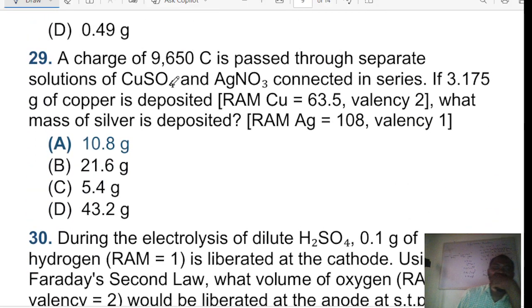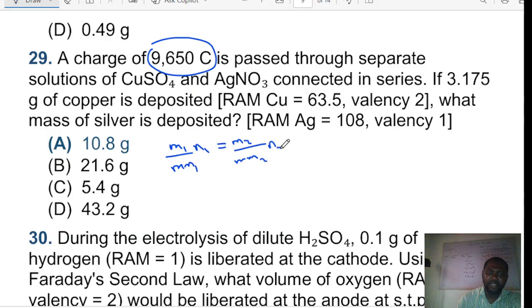Then that comes to this one. It says a charge of 9,650 coulombs is passed through separate solutions of copper sulfate and silver nitrate connected in series. If 3.175 grams of copper is deposited, and this is the atomic mass and valency, what mass of silver will be deposited? The same thing. The same charge flows through both of them. So all you need to do is M1 over molar mass 1, then N1, is equal to M2 over molar mass 2, then N2.